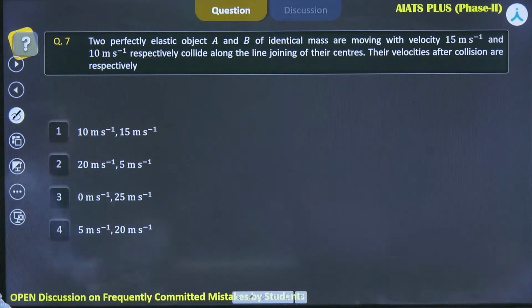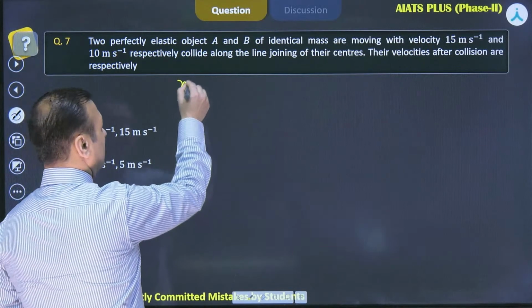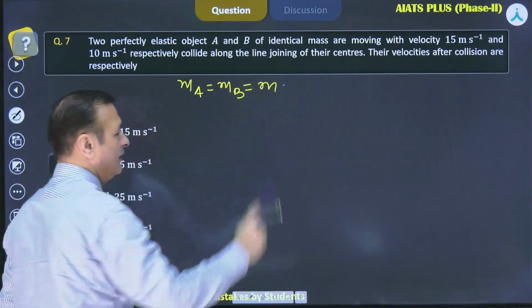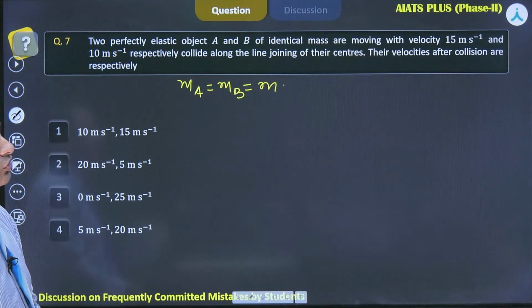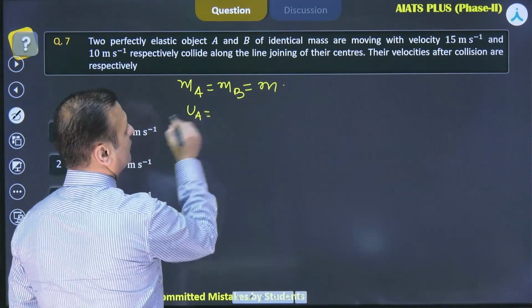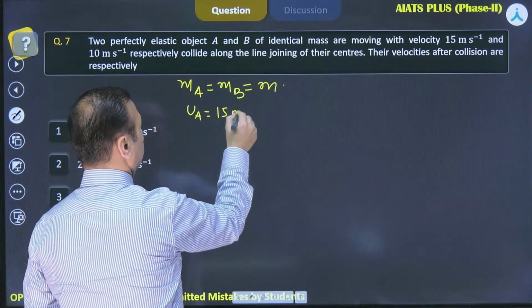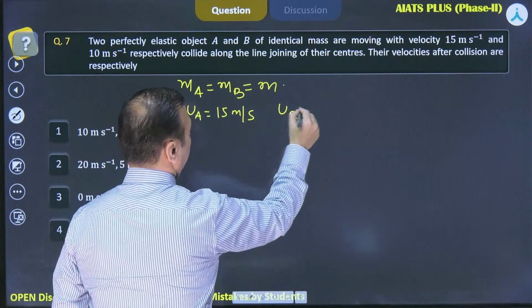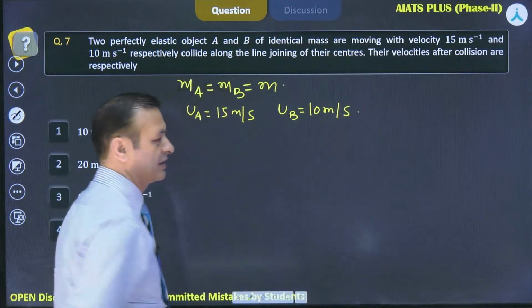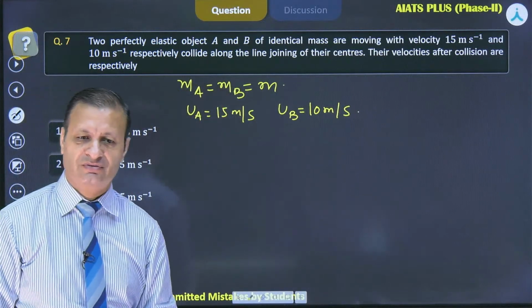Okay, no issue. Two perfectly elastic objects A and B of identical mass. So the mass of A and the mass of B are identical. They are moving with velocities 15 meter per second and 10 meter per second respectively. So the velocity of A is 15 meter per second, the velocity of B is 10 meter per second. So this is the numerical data.